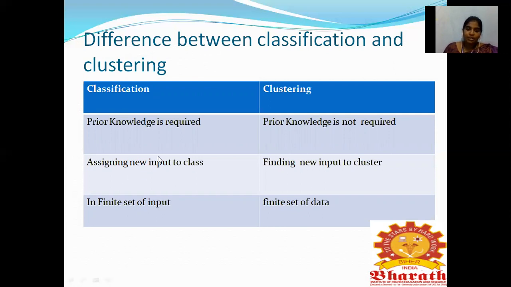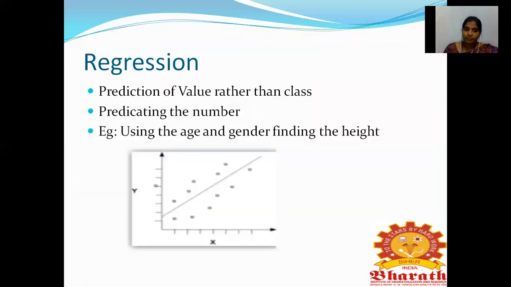Then, classification assigns a new input to a class, while clustering assigns a new input to a cluster by checking the features. If the features match the cluster, we just put it into the group. Infinite set of input, finite set of data. Okay, this is the difference between classification and clustering.